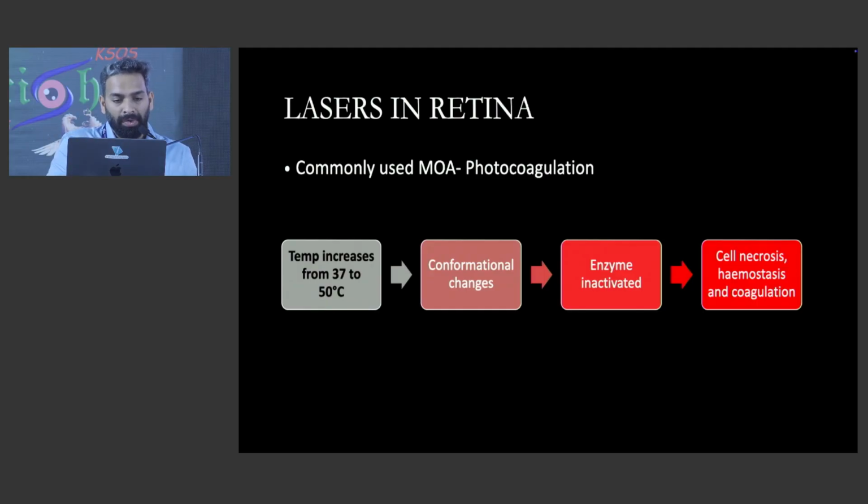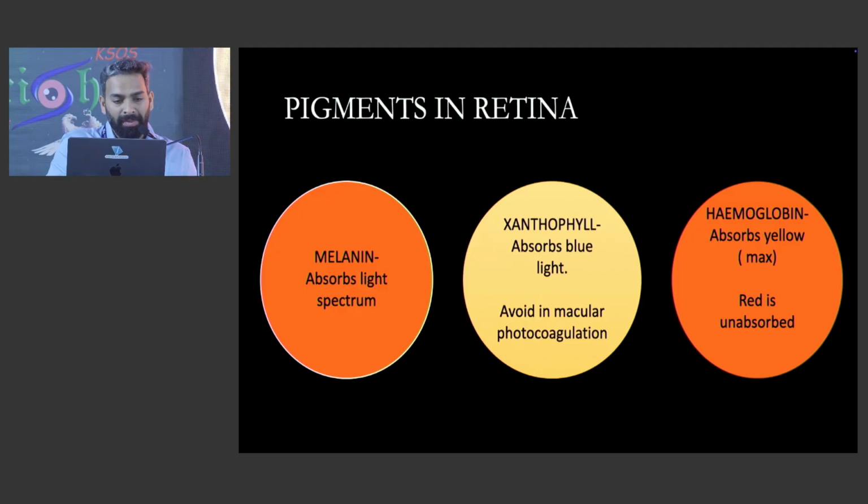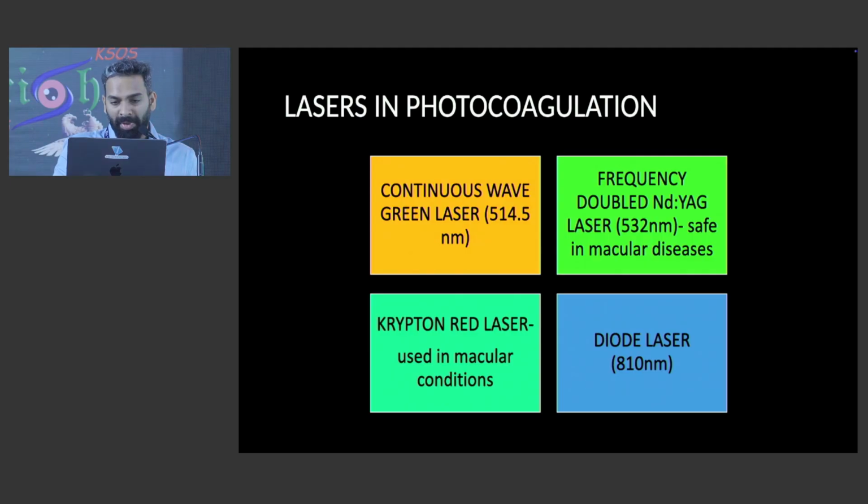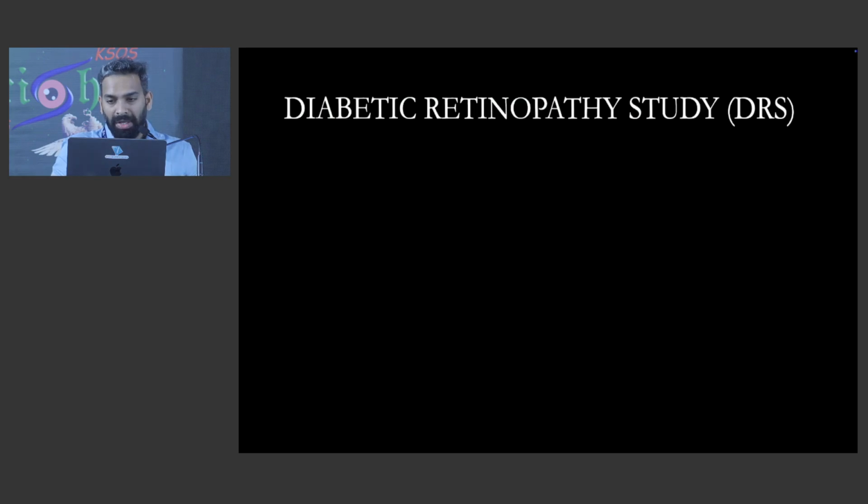In laser photocoagulation, we can see that melanin absorbs the light spectrum. Xanthophylls absorb blue light, and hemoglobin absorbs red, while yellow is absorbed. In photocoagulation, continuous wave lasers such as the green laser, frequency doubled, are safer in macular diseases, and krypton is also used in macular conditions.